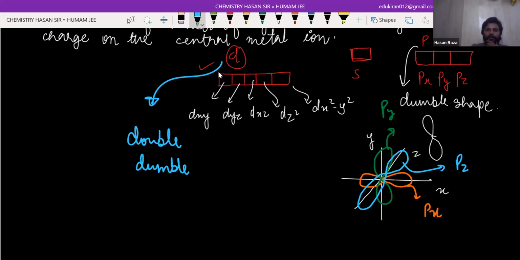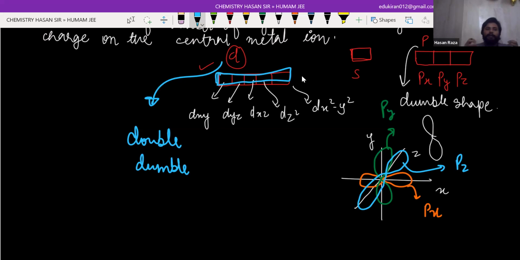Now, when the central atom is isolated alone, all these orbitals, whether it is dxy, dyz, dxz, dz square, dx square minus dy square, are basically degenerate orbitals. That means they have equal energy. When they are not split, they have equal energy.